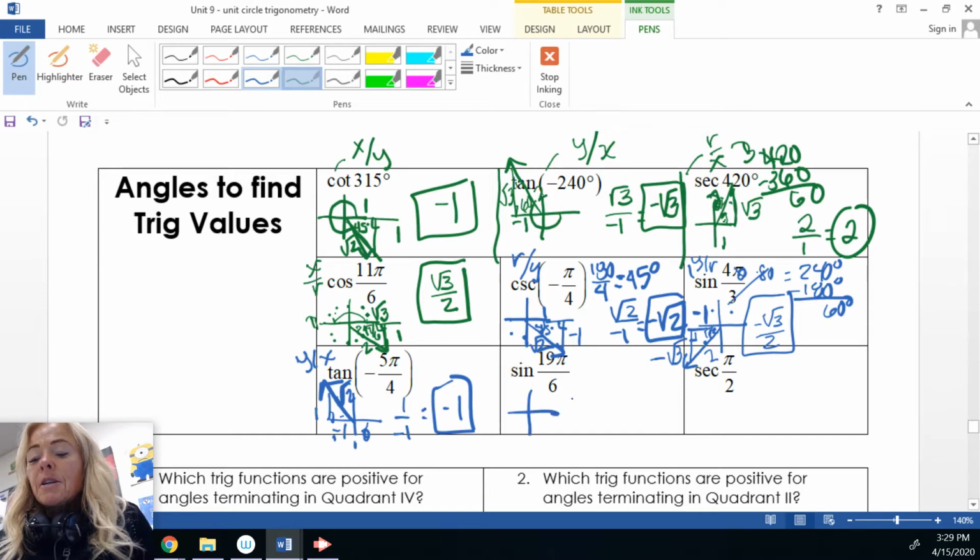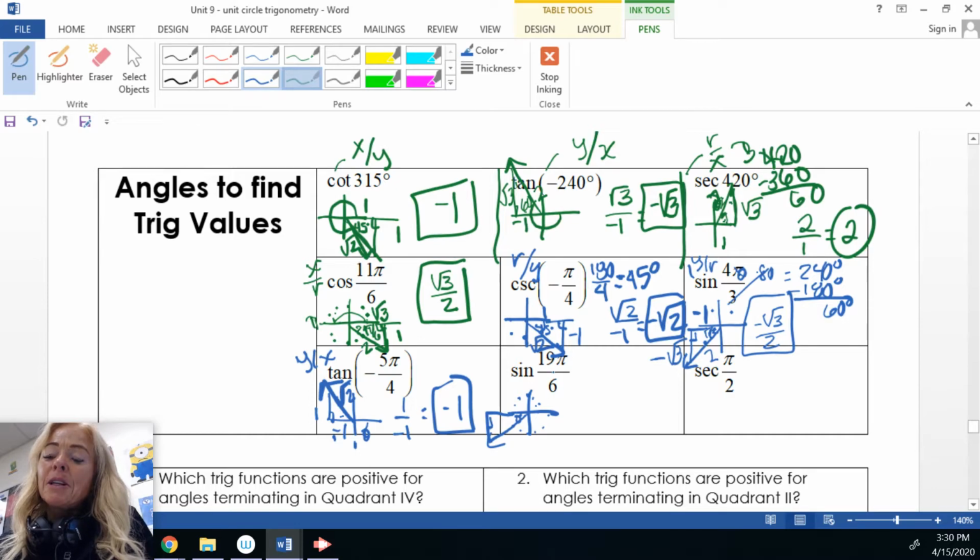All right, sine 19 pi over 6. So we go 1, 2, 3, 3 to here, 4, 5, 6. We have to go 19 of these. 7, 8, 9, 10, 11, 12, 13, 14, 15, 16, 17, 18, 19. So that reference angle is 1 more pi over 6. So right there, pi over 6 is 30 degrees. It's a 30 degree angle.